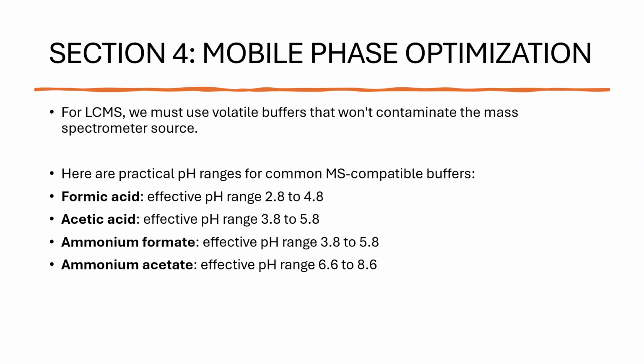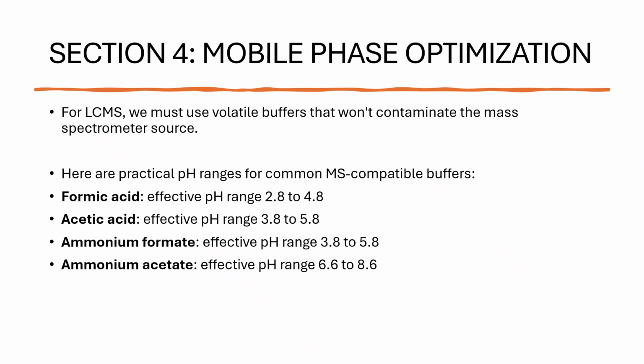Now a widely used mobile phase for LCMS is 0.1% formic acid. In A phase it is going to be water and in B phase it is going to be your organic phase such as methanol or ACN. This acidic mobile phase is used because it yields the highest sensitivity in positive electrospray ionization mode. So this is your default starting point for positive mode in LCMS.